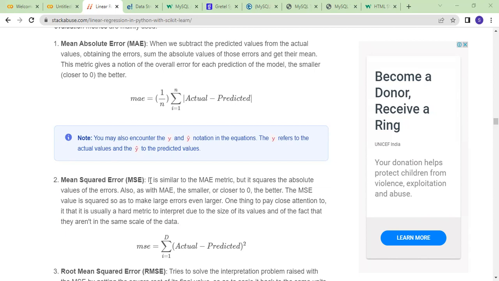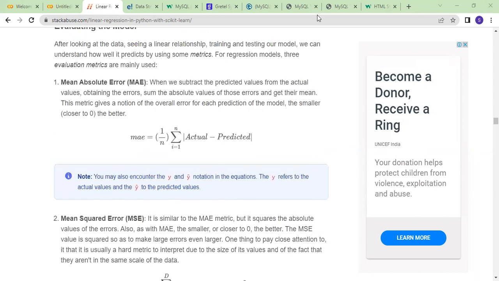So here we subtract the predicted value from the actual value, take the modulus of these values to get a particular error, and the summation of those errors divided by the number of errors gives the mean absolute error. Mean squared error is basically the square of the actual and predicted value difference.